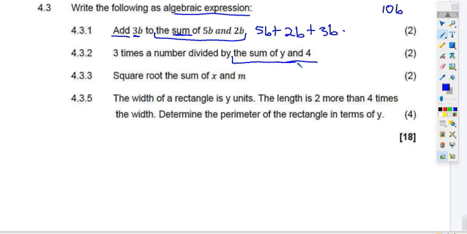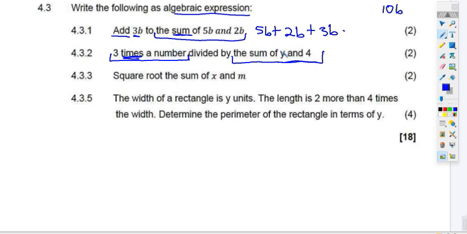We have again the sum of something. So we have two parts in our statement. The first one is saying 3 times a number, and that 3 times a number is being divided by something. That something is the sum of y and 4. The sum, remember, is addition, and this is telling us about multiplication, but we do not know the number now. So when you do not know the number, you bring in a variable.